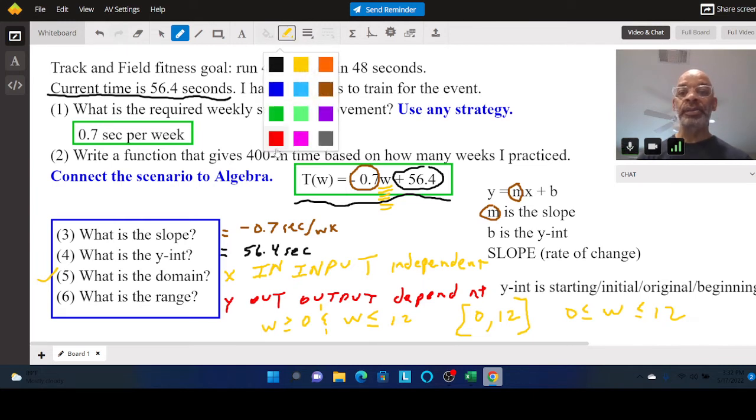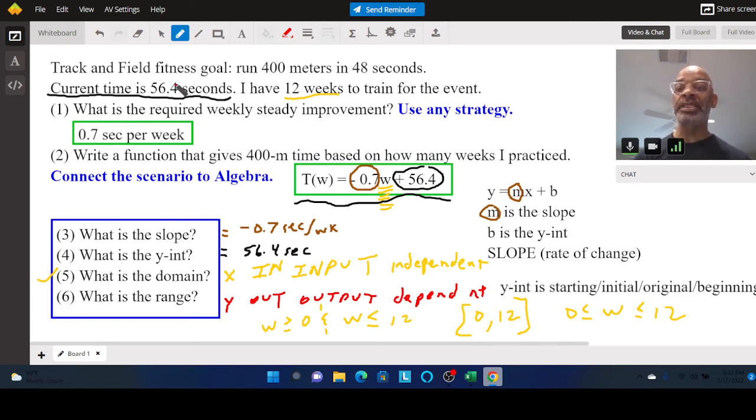Now, our output. Since I'm going to be improving my time will be going down. So my highest time will be 56.4. My time will be less than or equal to 56.4, and the time we annotate with a capital T. And as I work my way down to 48 seconds, that will be my lowest time. Be nice to even go faster, but this accomplishes the goal of the problem.